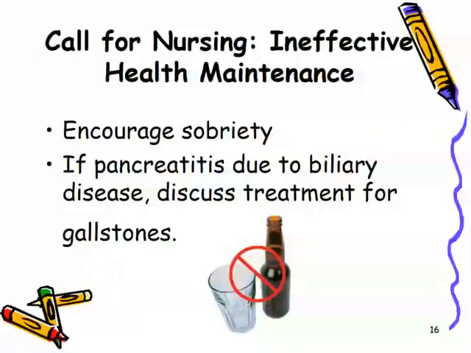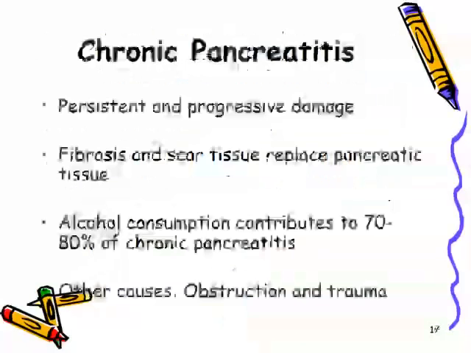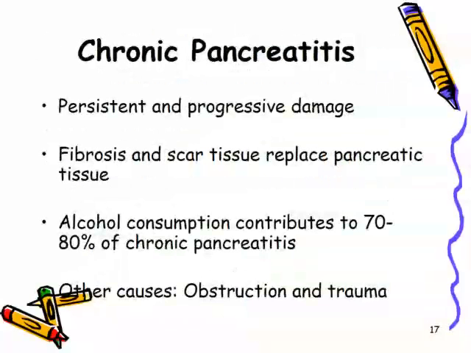with acute pancreatitis. Patients may also develop chronic pancreatitis, which is where there is persistent and progressive damage to the tissue, and actually fibrotic and scar tissue can replace the normal pancreatic tissue eventually. So with this particular type of disorder, alcohol consumption is about 80% of the cases of patients that have chronic pancreatitis. Obstruction and trauma to the pancreas could also be some causes.